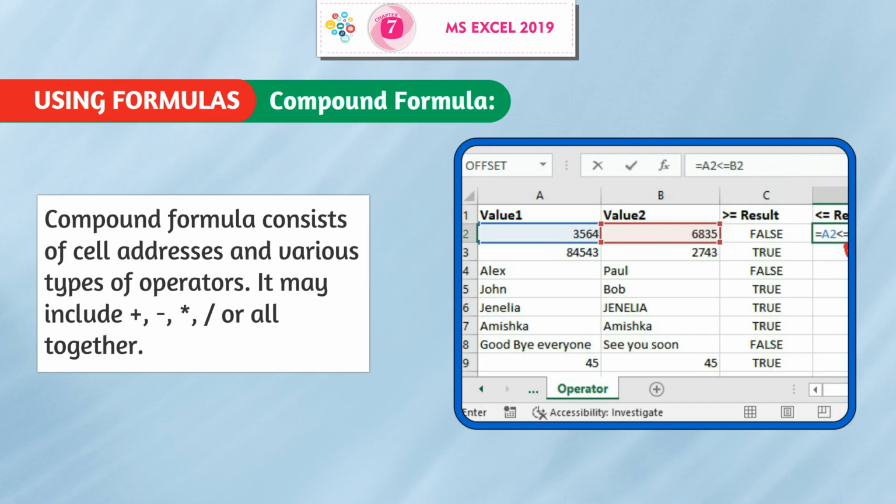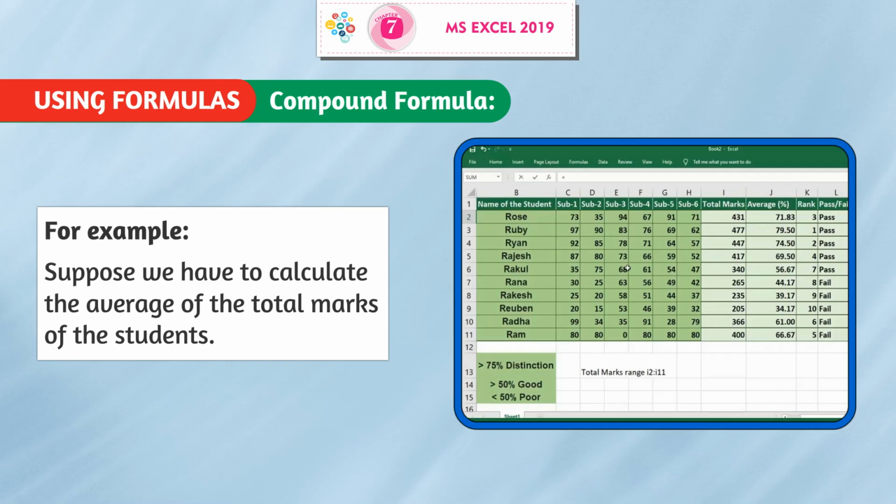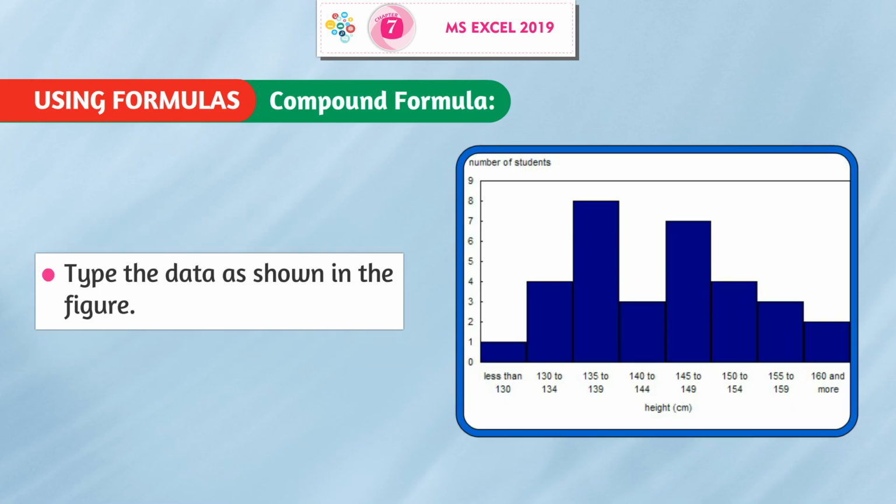Compound formula. A compound formula consists of cell addresses and various types of operators. It may include plus, minus, asterisk, slash, or all together. For example, suppose we have to calculate the average of the total marks of the students. Type the data as shown in the figure.